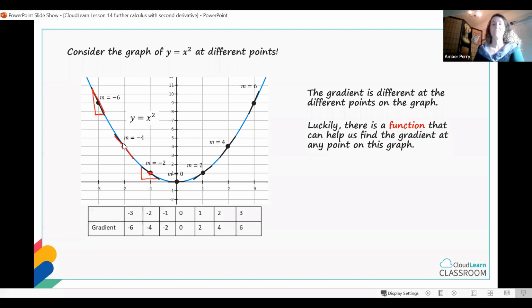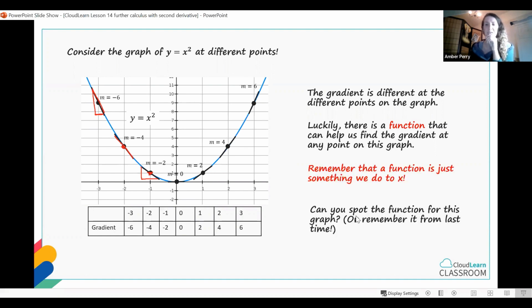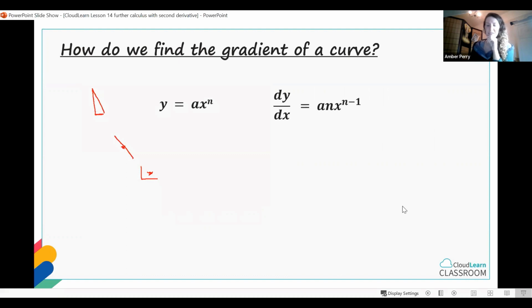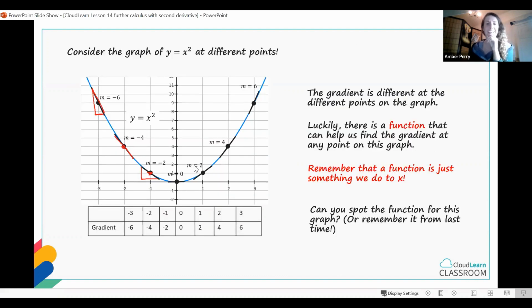Does anyone want to write in the chat what they think the gradient function might be? What might you have to do to x to get the gradient on this one? Excellent, thank you, Meadow. Well done. Correct, it's x times 2. You take the x value, multiply it by 2, and you get the gradient. I didn't write it down, did I? But yes, the gradient function there is 2x. I think I write it down on the next slide.